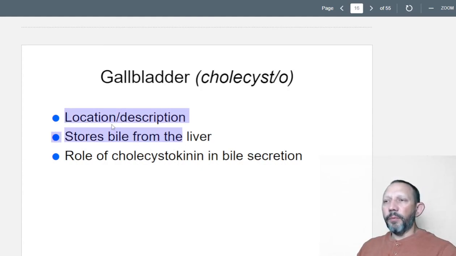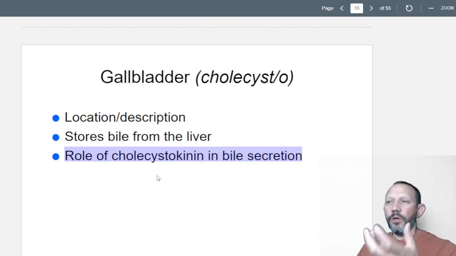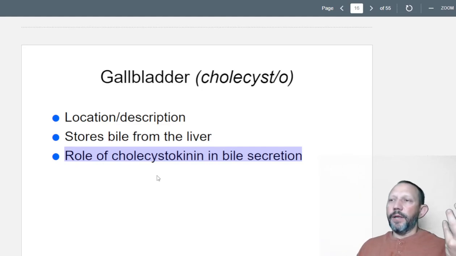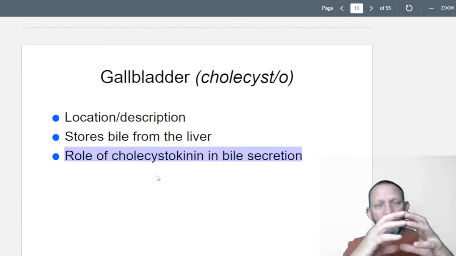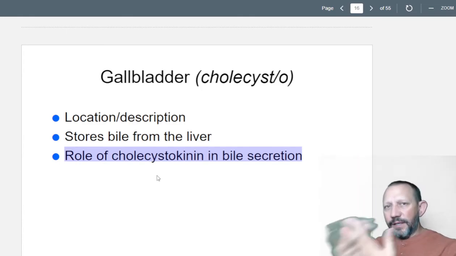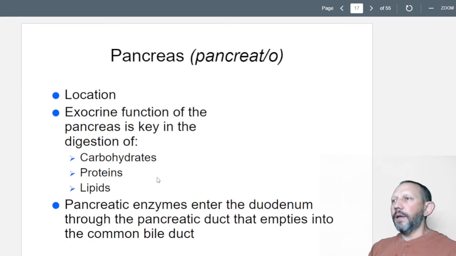Location description: we have the upper right quadrant, or the right hypogastric region. Stores bile from the liver. Okay, role of cholecystokinin. Cholecystokinin means, okay, chole is the gallbladder, and cysto means the cyst or the cells, like the gallbladder itself. Kinin means to get it to move, so it gets it to squeeze. That's what it does.